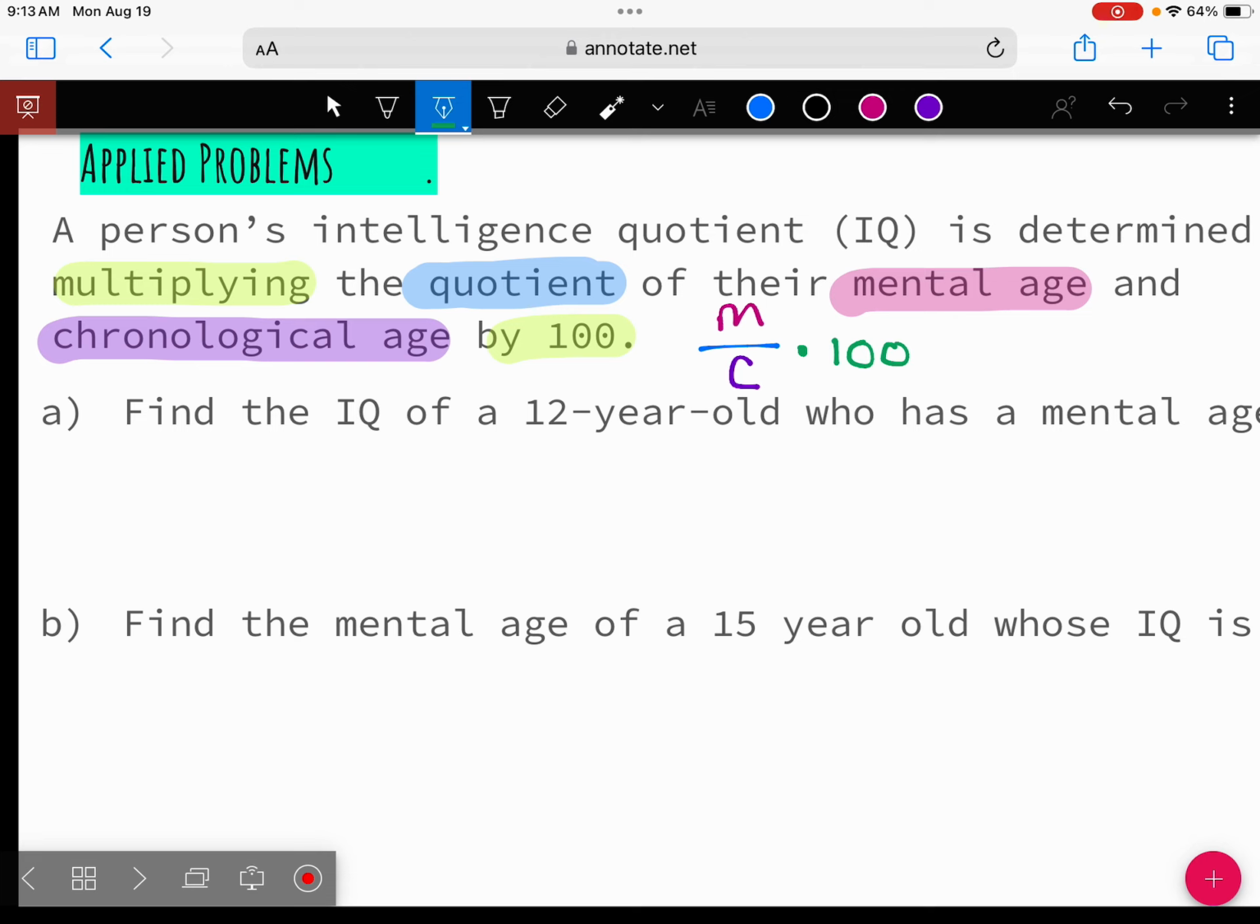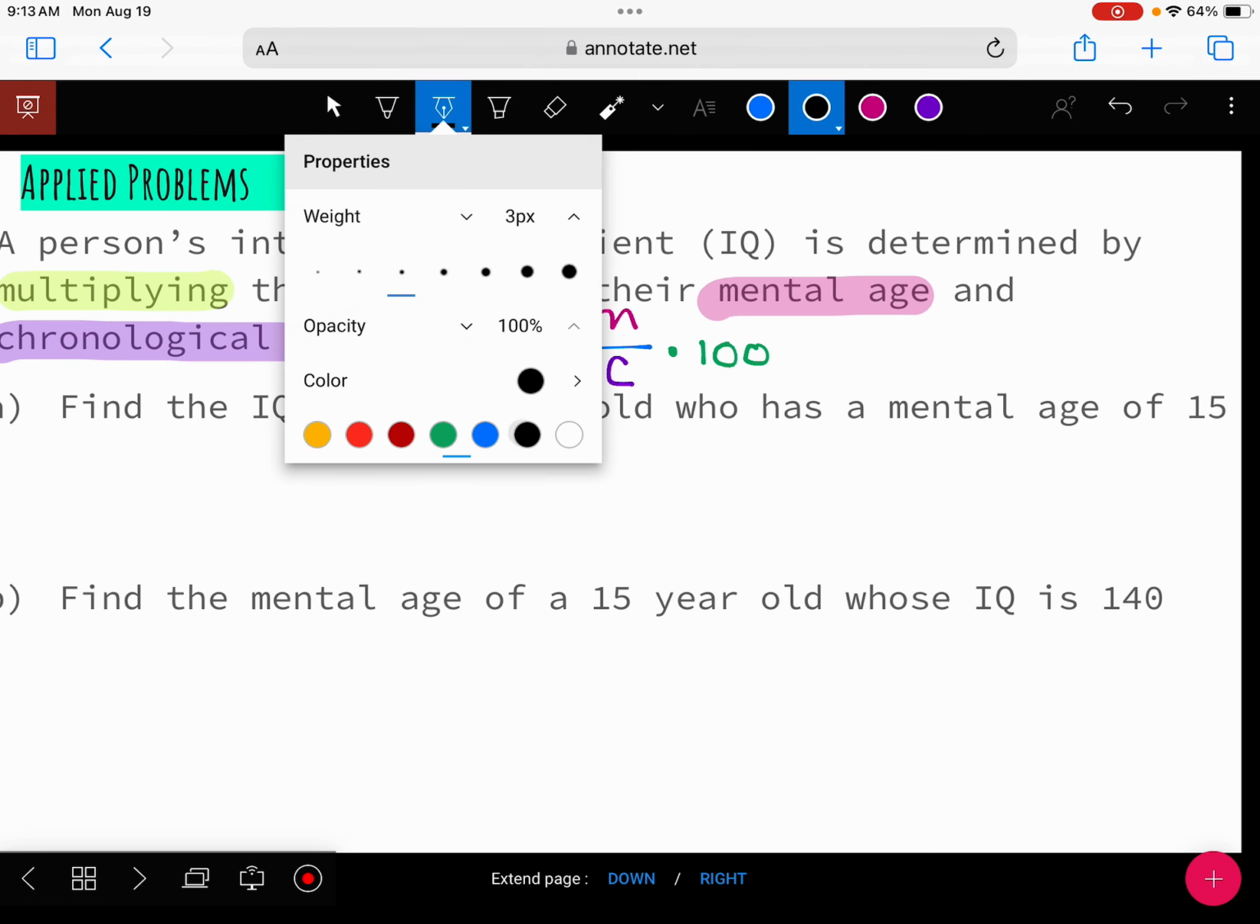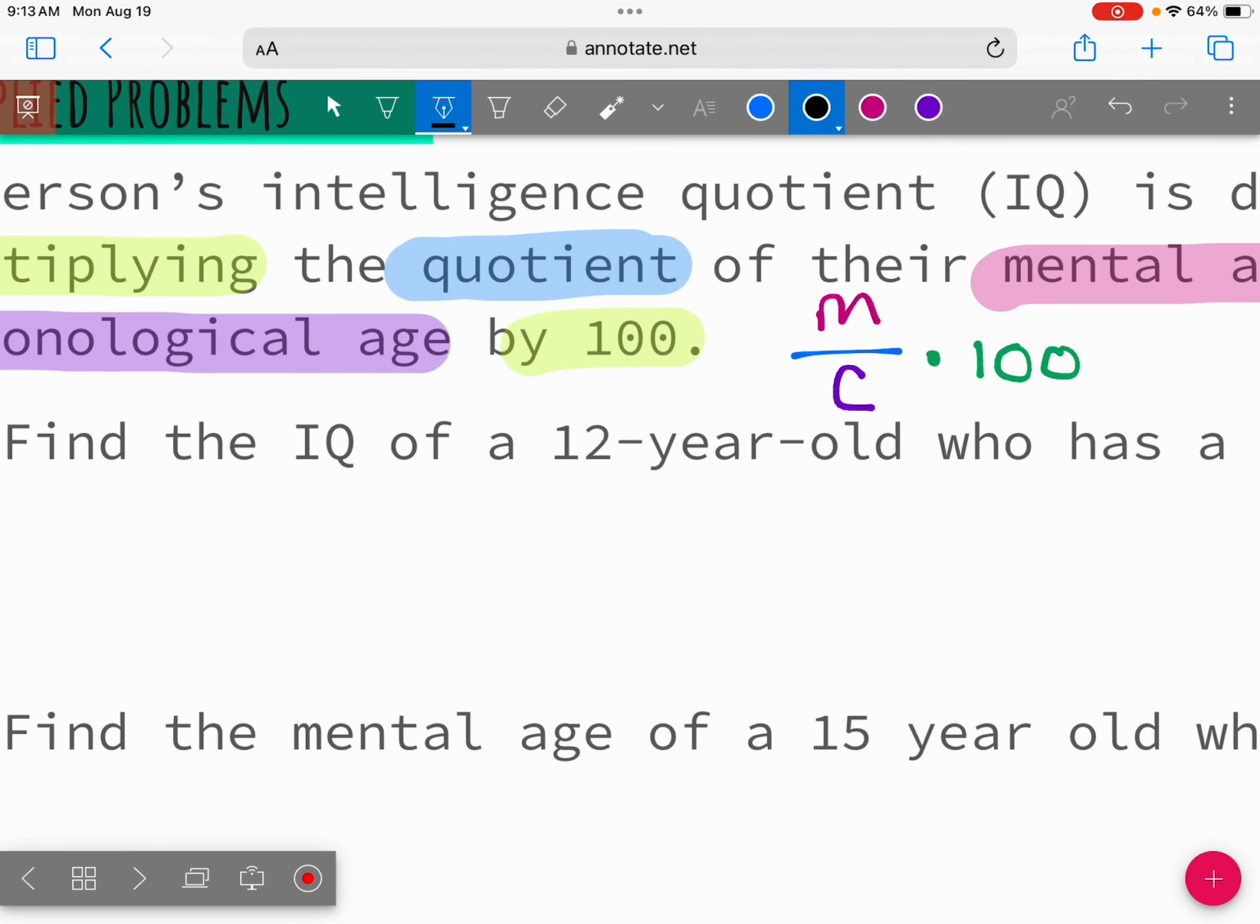So A and B are giving us specific values to put in. We're going to find the IQ of a 12-year-old who took a test with a mental age of 15. So how are we going to set this up specifically with these numbers? 15 over 12, so our mental age of 15 over 12 times 100.